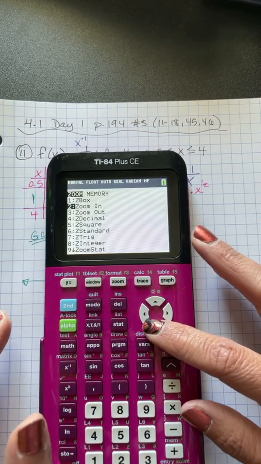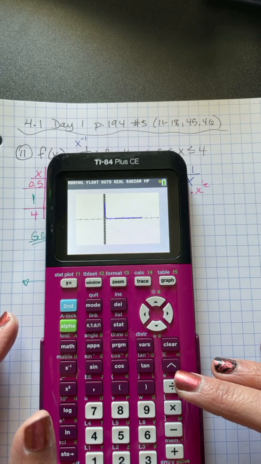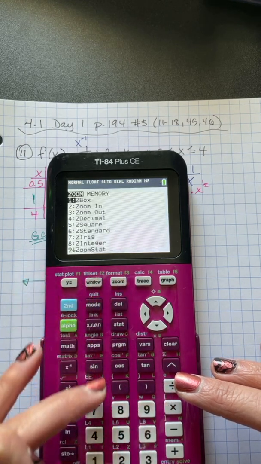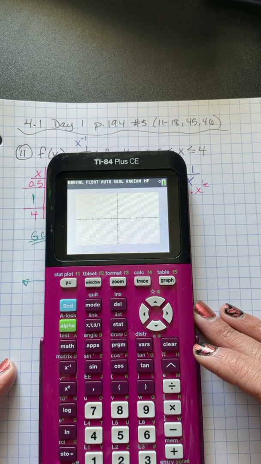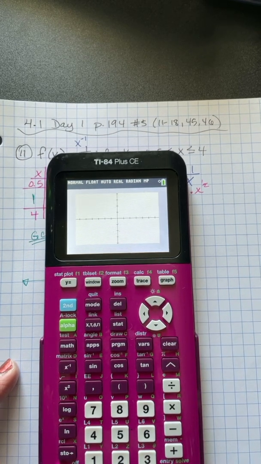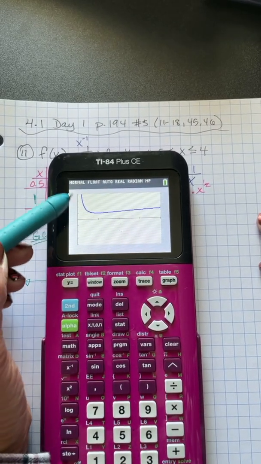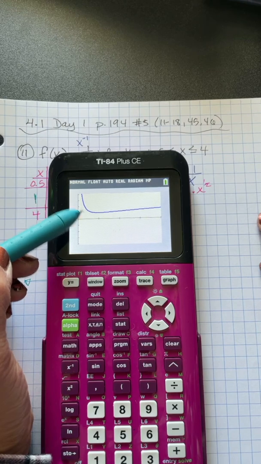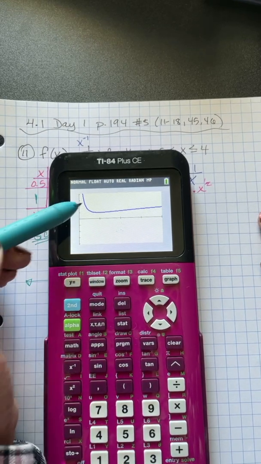Let me zoom out again. Sometimes I have to play with the zoom. All right, I changed my window from 0 to 4 instead of 0.5 to 4, and now that looks a lot better. So I had to pause it and figure this out. Sometimes you have to mess with the window and the zoom to get a good picture.